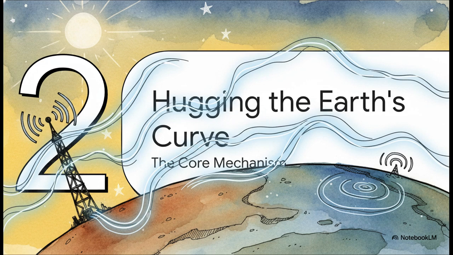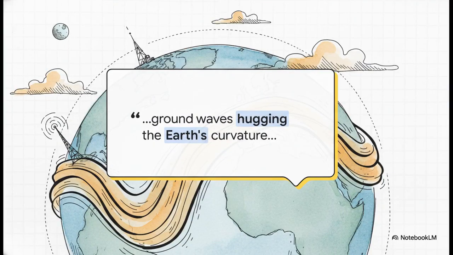So let's try to picture what that really looks like. I just love this quote from the report. It's so descriptive. The wave isn't just shooting off into space, and it's not bouncing off the atmosphere. It is physically hugging the planet's curve. And that is what makes stable, over-the-horizon communication in this band possible.